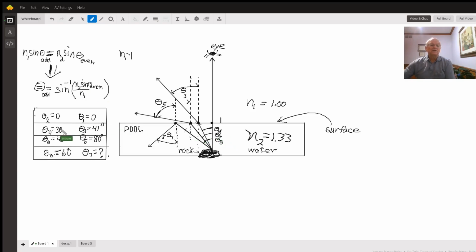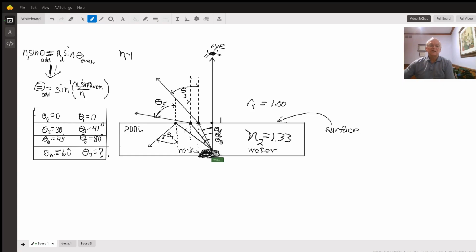Theta 4 is 30 degrees, and you'll see that then theta 3 moves up here at 41 degrees from the perpendicular. Theta 5, impinging at 45 degrees, ends up at 80 degrees.